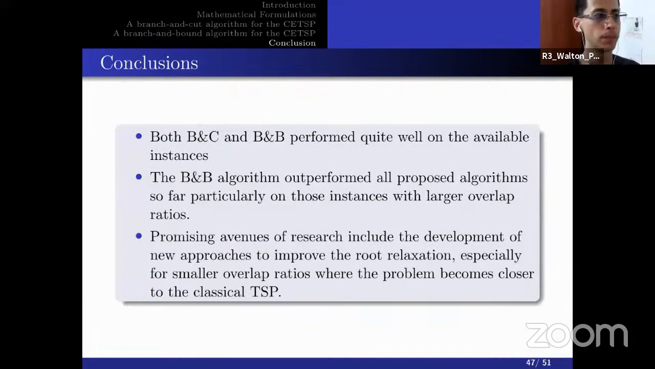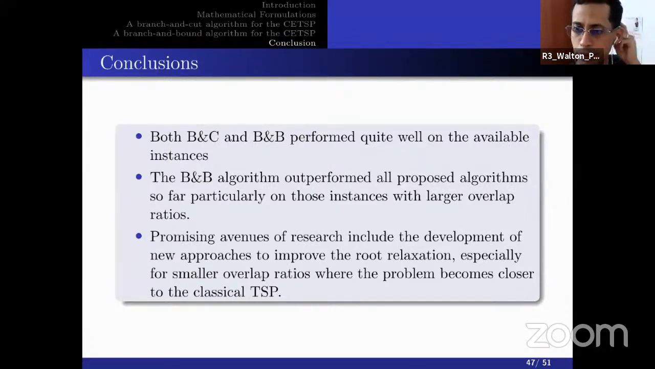I have presented 2 exact algorithms for the clustering of TSP, branch and cut and a branch and bound. They performed quite well for these problems. As I said, the branch and bound is still the state-of-the-art algorithm for the clustering of TSP.